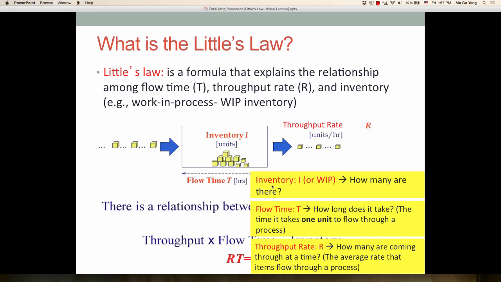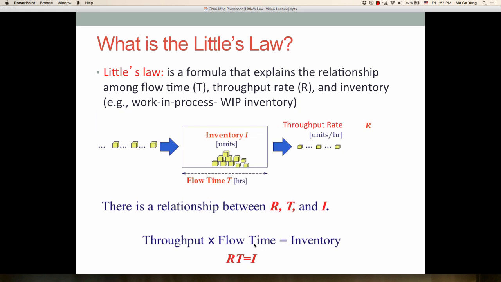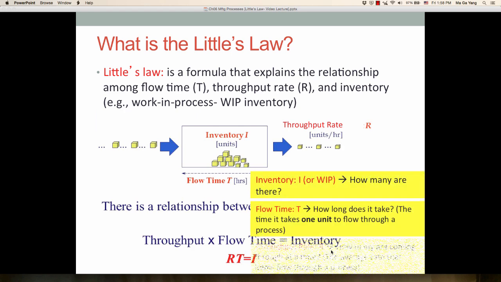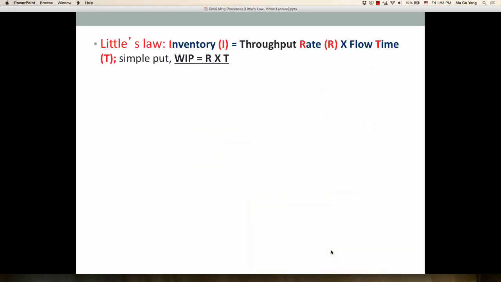As you can see, these three variables are related to each other. In other words, there is a relationship between throughput rate, flow time, and inventory or work in process. That is, throughput rate times flow time equals work in process inventory. Here Little's Law is inventory equals throughput rate times flow time. Simply put, WIP equals R times T.